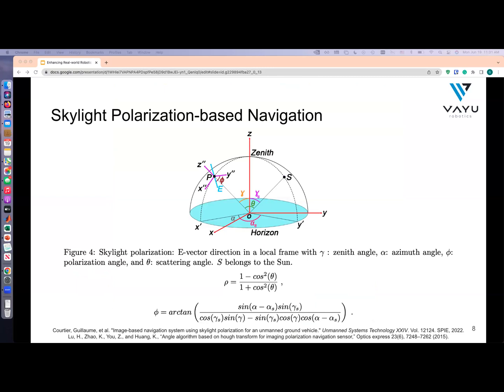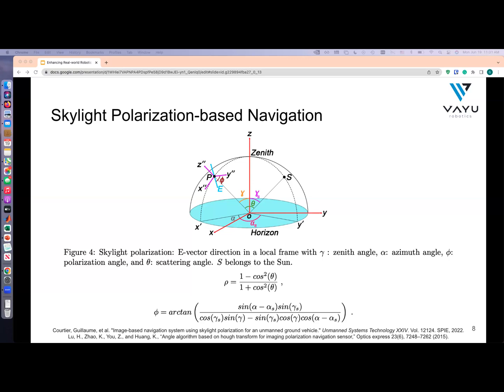Several recent studies proposed methods for estimating the heading angle using skylight polarization. This figure illustrates the geometric parameters involving a Rayleigh scattering model. O here represents the observation position, while P indicates the observational direction in a celestial sphere, with gamma as the zenith angle and alpha as the azimuth angle. And then S symbolizes the sun's direction in the same celestial sphere, with gamma S as the zenith angle and alpha S as the azimuth.